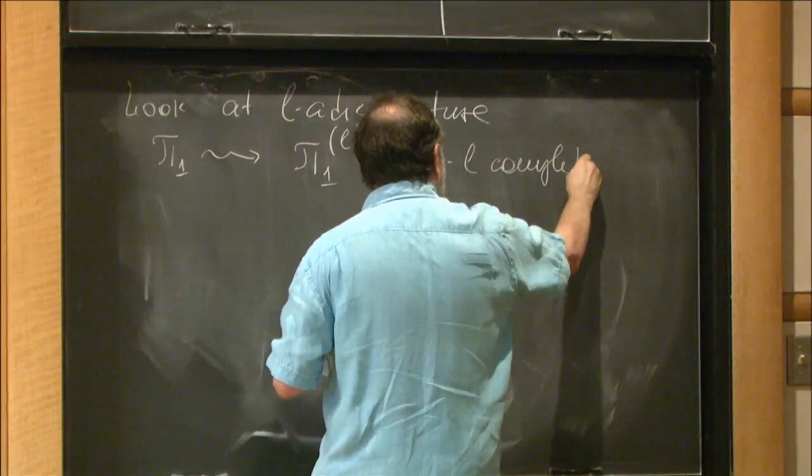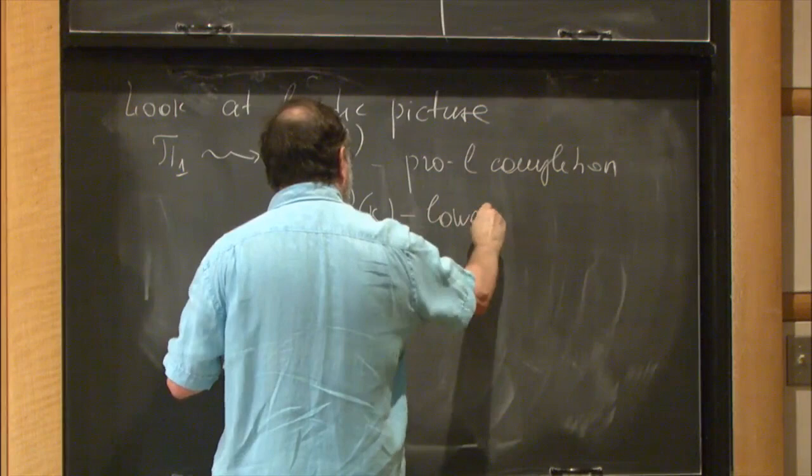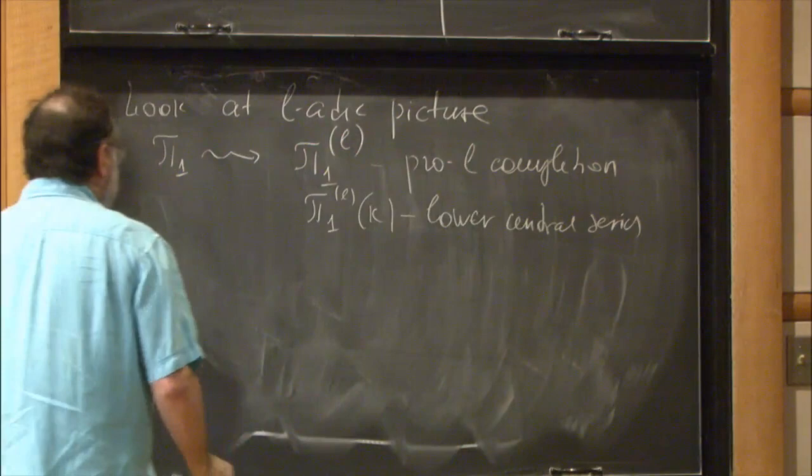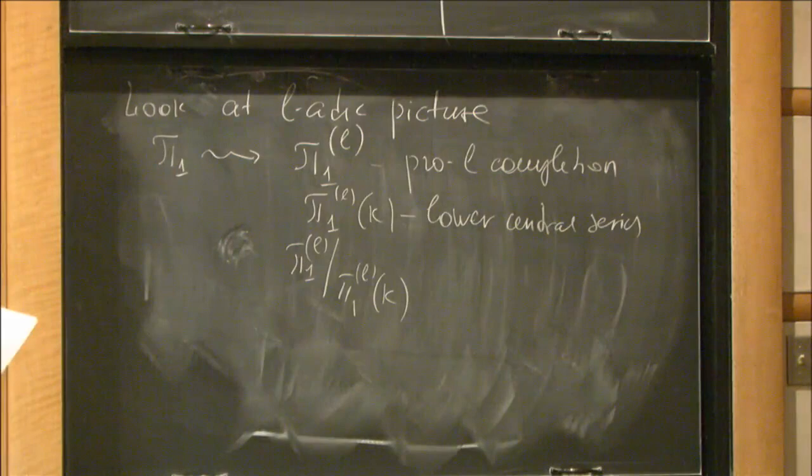Now this comes with a lower central series, pi 1 L_k, lower central series. And so you can consider the corresponding quotients, pi 1 L divided by the k-th term of the lower central series. And this is actually a lattice Lie group.